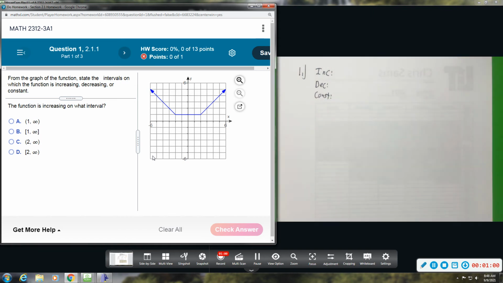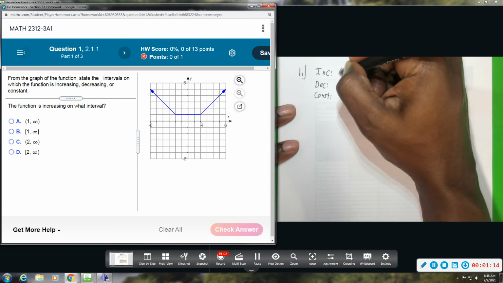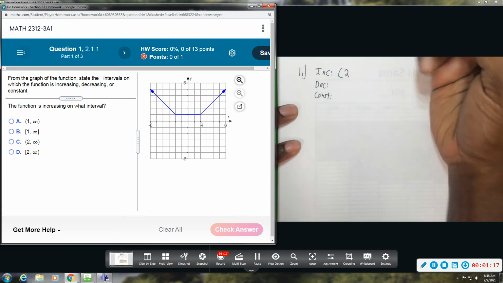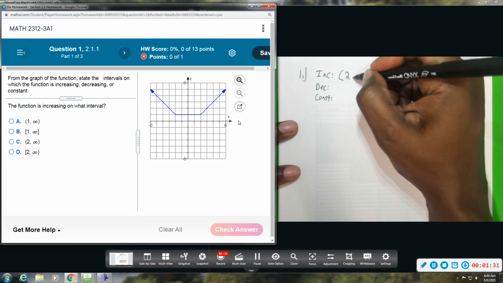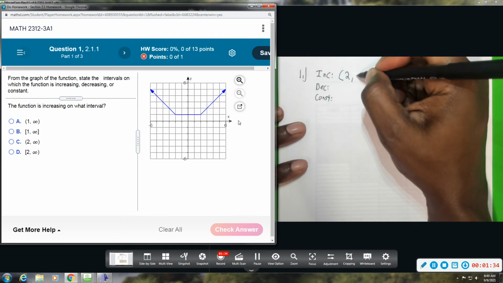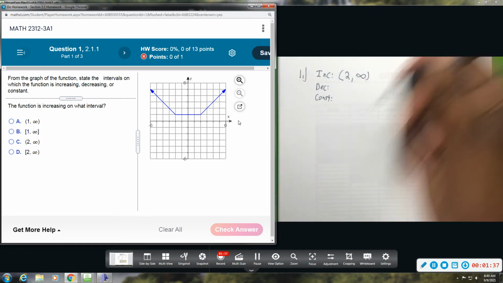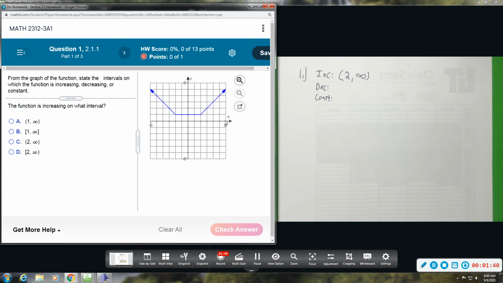Okay, so this graph is increasing, going upward from left to right, starting from this point here. So on the x-axis, this is 0, this is 1, this is 2. So starting from 2, I'm going to do open parentheses, and again, by definition, it says open interval. So you start with 2, and it's increasing all the way over. So this arrow continues to go up and to the right. So that means extending to infinity, because it's on the right side, not because it's going up. So this is from 2 to positive infinity because we're on the positive side, the right side of the x-axis.